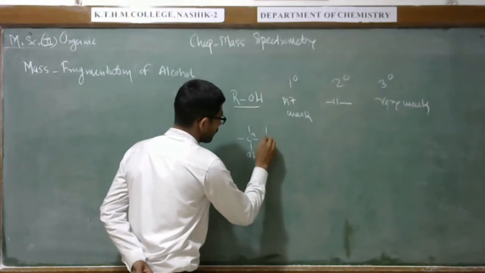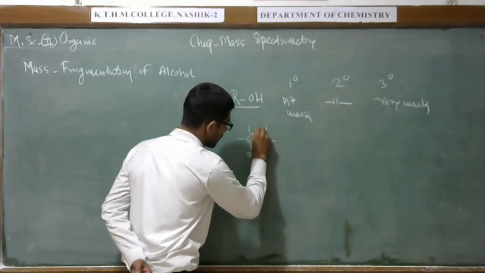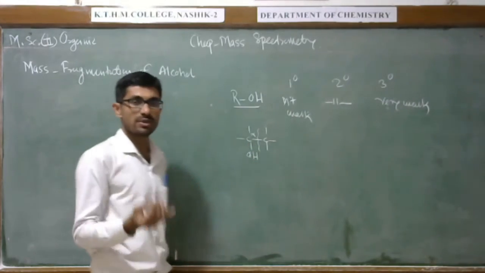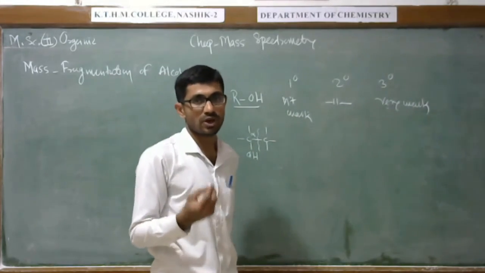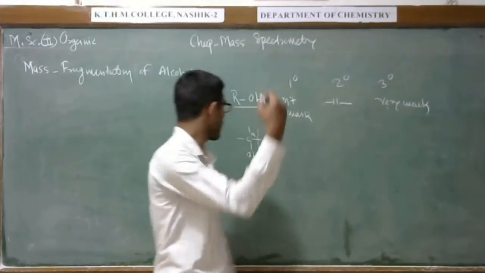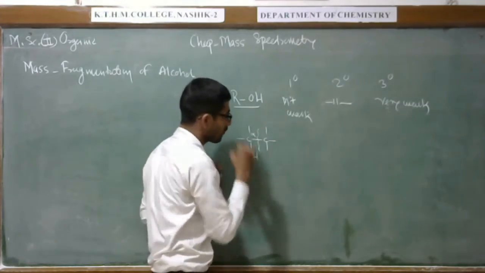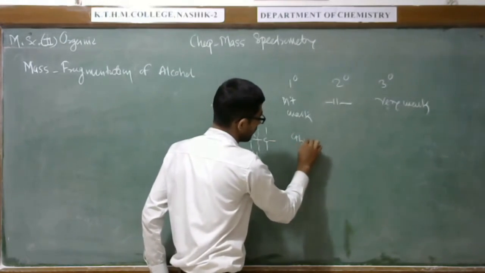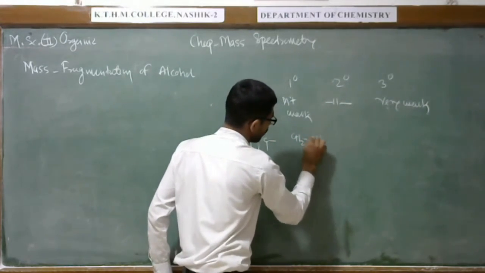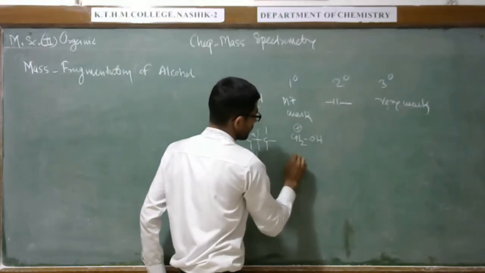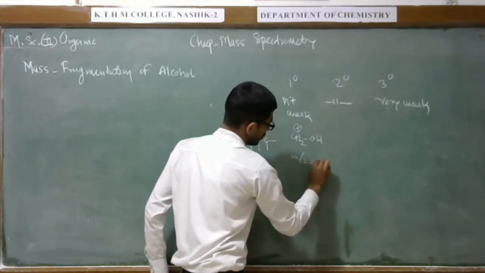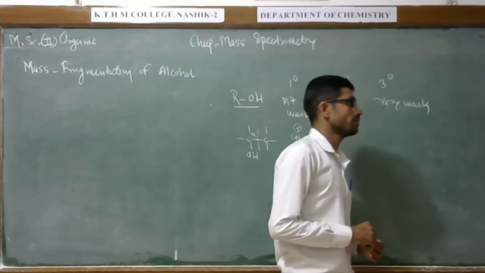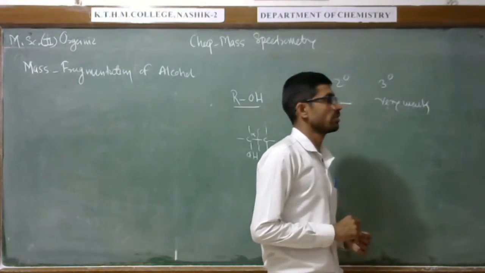In this alpha cleavage, this alpha bond is broken here. So this alpha cleavage you can observe many times in mass fragmentation of alcohols. After alpha cleavage, in primary alcohol we can observe this peak, that is the mass to charge ratio 31. At this value we can observe this peak in primary alcohols.